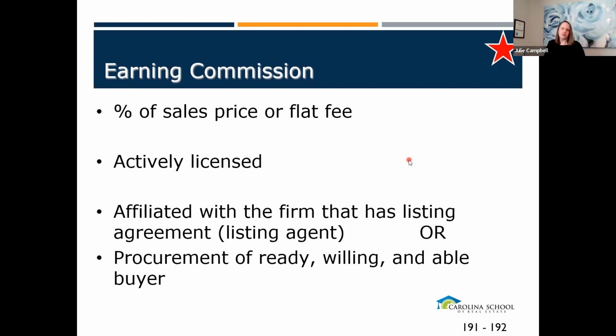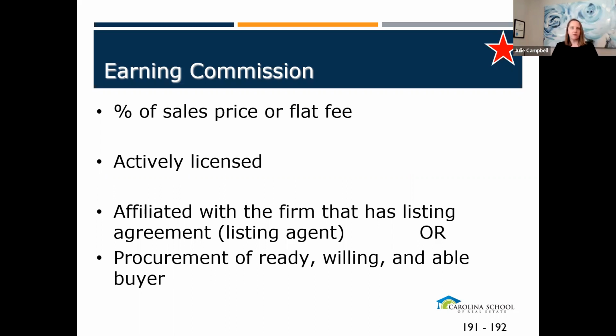So to earn your commission, again, you're either affiliated with a firm, working as the listing agent with the seller, or you're the one that brings the ready, willing, and able buyer. Technically, we have earned our commission when we connected the seller with this ready, willing, and able buyer. We go under contract, the buyer is approved, they got loan approval, et cetera. Technically, that's when we've earned our commission.